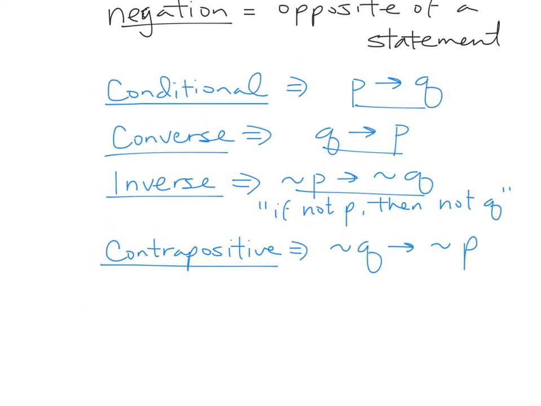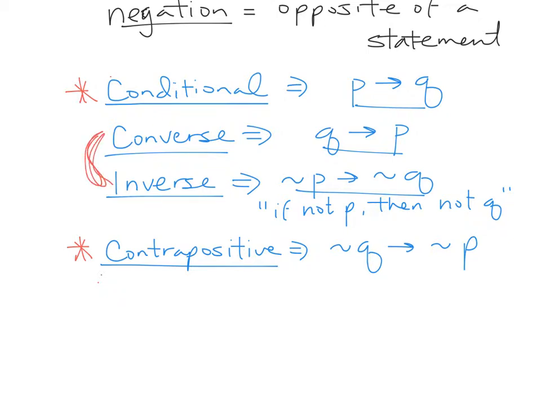One thing to note, a conditional and its contrapositive will always have the same truth value. So if the conditional is true, the contrapositive will be true. If the conditional is false, the contrapositive will be false. It doesn't have to be that the other two are the same as the conditional and the contrapositive, but these two will always have the same truth value, and these two actually will always have the same truth value.